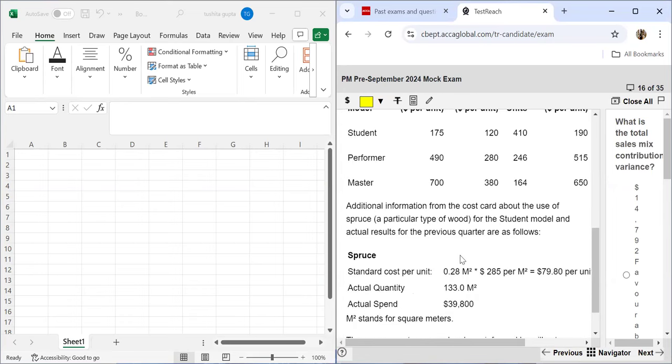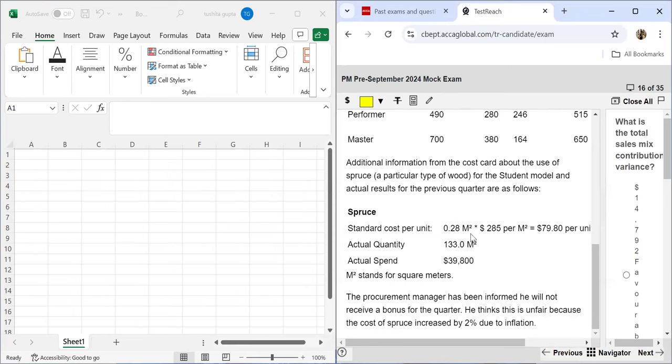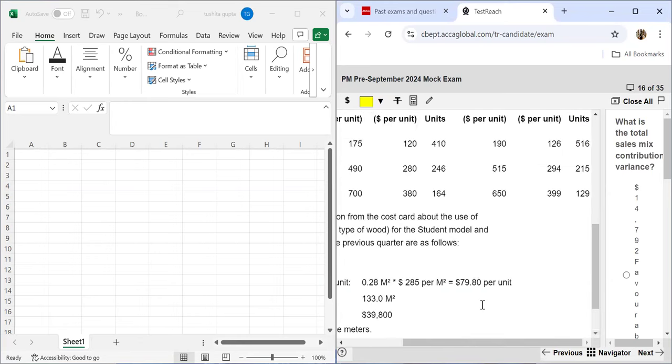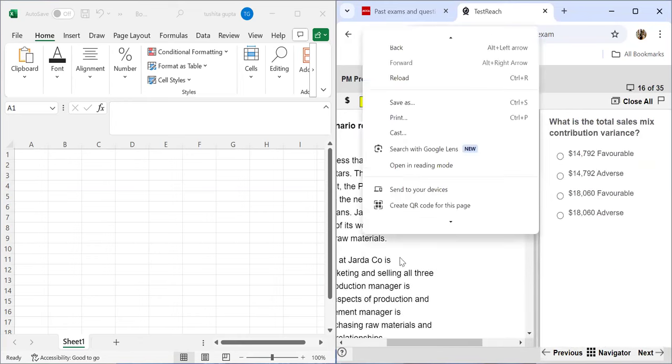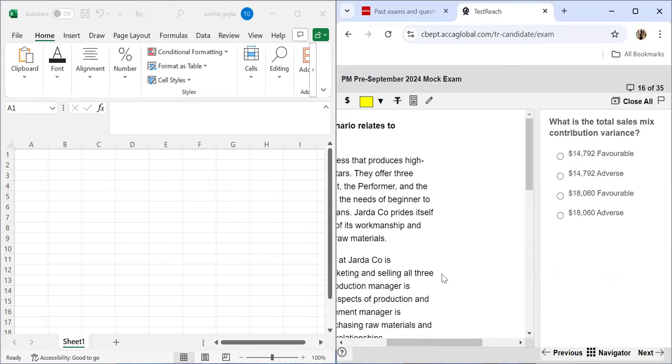So we are given the financials. Additional information from the cost card about the use of spruce, a particular type of wood for the student model, and actual results for the previous quarter were as follows. Spruce, the standard cost, actual quantity, actual spent, meter square stands for square meters. The procurement manager has been informed he will not receive a bonus for the quarter. He thinks this is unfair because the cost of spruce increased by 2% due to inflation. Now let's have a read at the requirement. The requirement wants us to calculate the total sales mix contribution variance. So let's get to the workings.